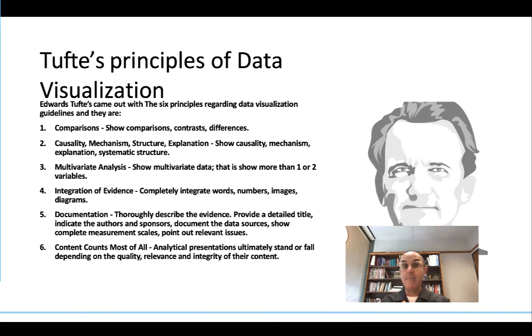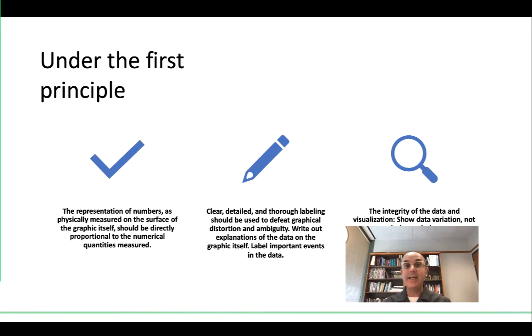Tufte's principles of data visualization lay out some foundation of how we see this. And so we have to have evidence, we have to have multivariate analysis, and we have to have documentation and a way for us to present how the data is captured. Under the first principle is the idea that you have to have clear, detailed labeling in order for people to understand what it is.